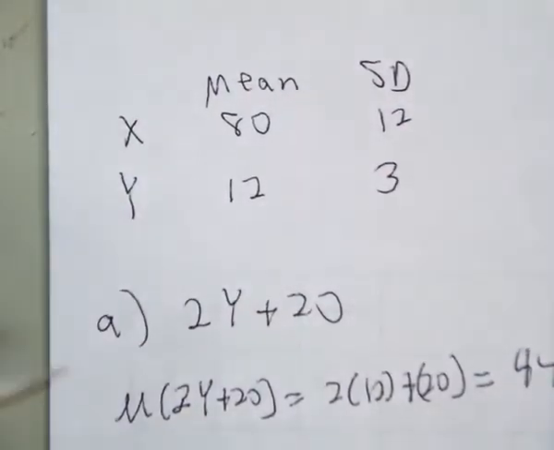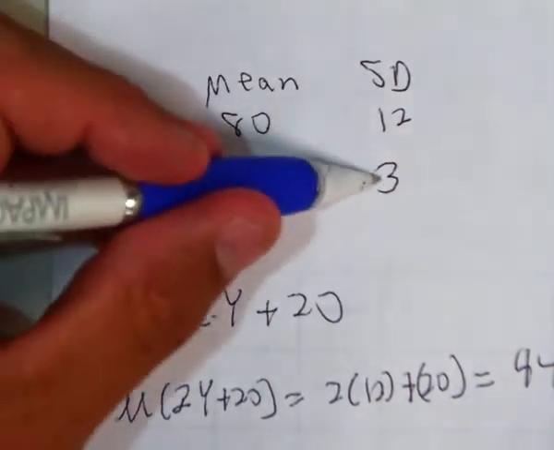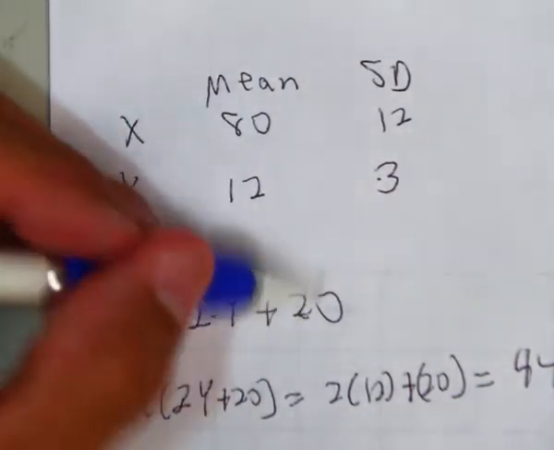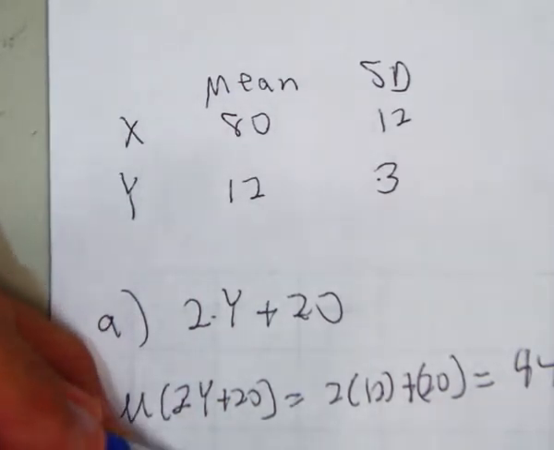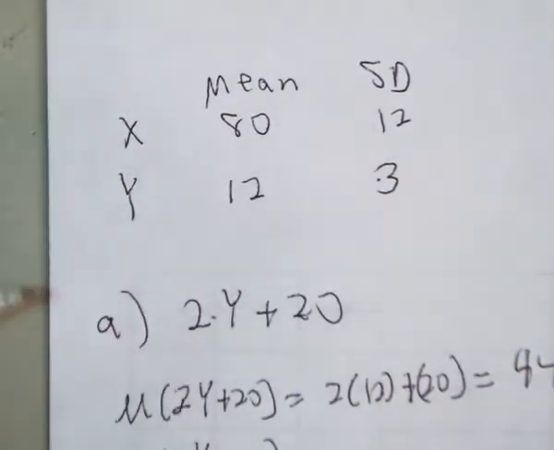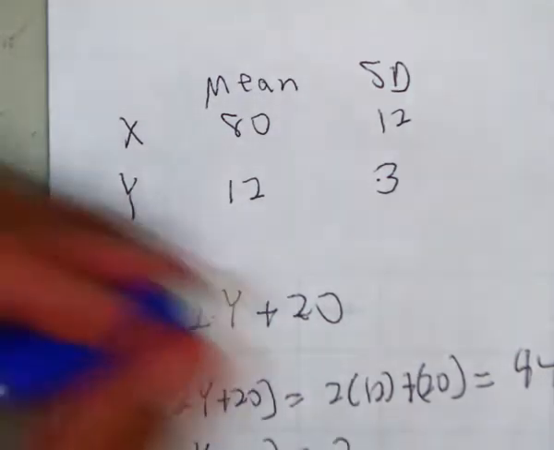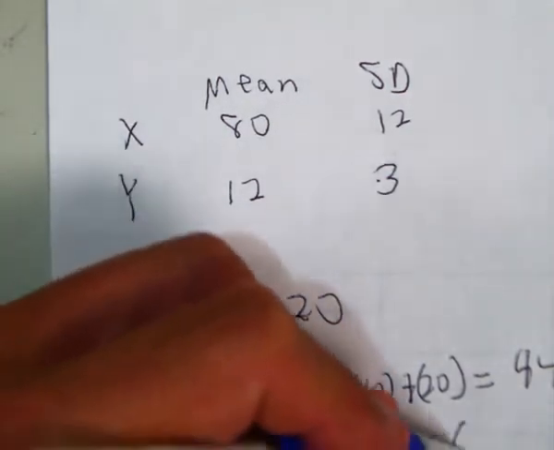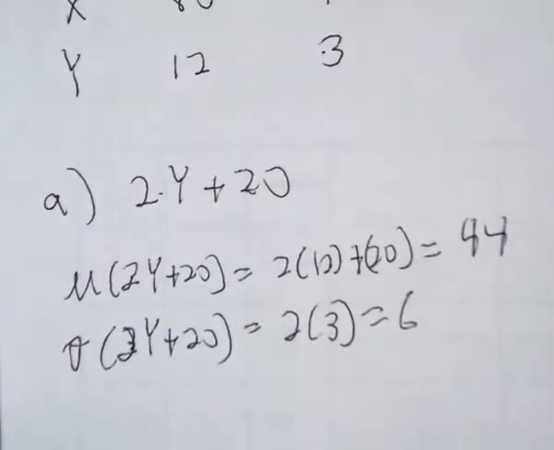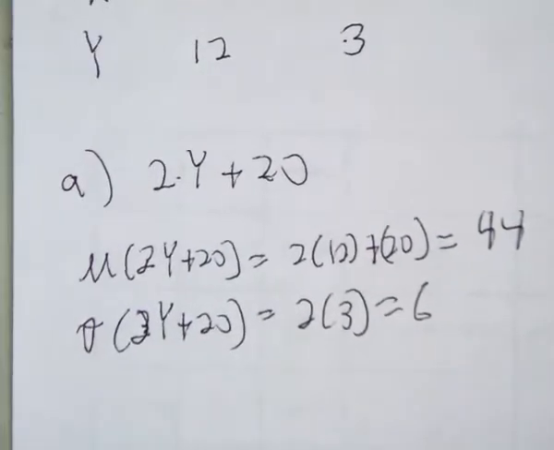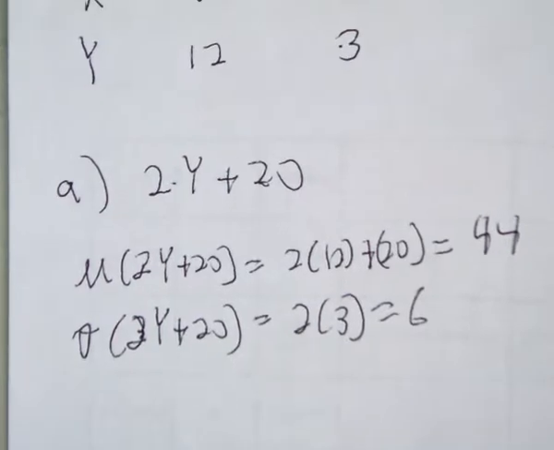Now, multiplication will affect measure of variation, but addition will not. So the standard deviation of 2y plus 20, we ignore the plus and we just multiply 2 times 3, and we get 6. Okay? We do not add the 20. It's a measure of variation. Addition, subtraction does not affect measures of variation.